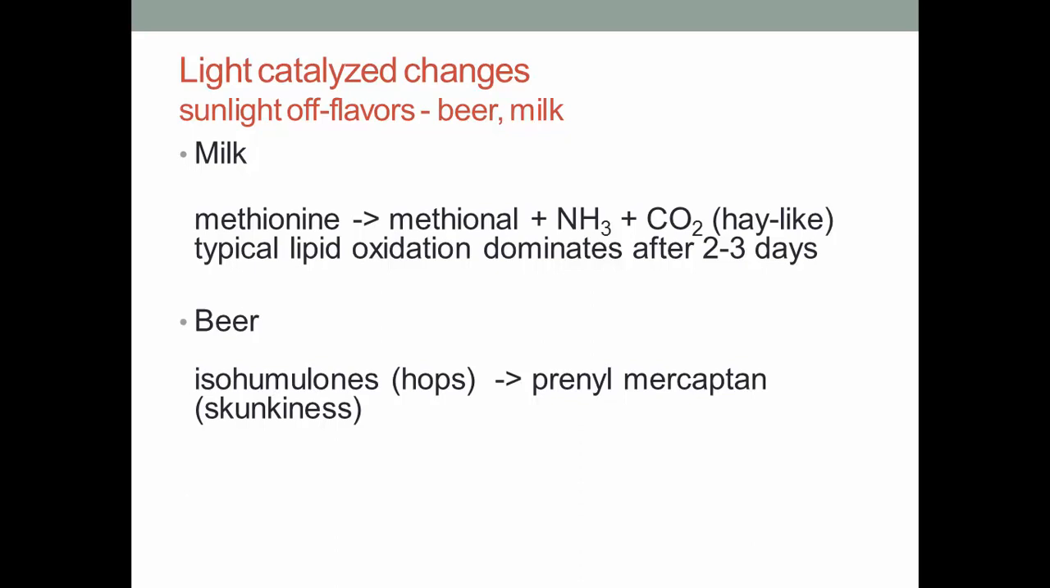What happens is the light actually breaks down one of our amino acids. And so you develop a character that you might call hay-like. There could be different descriptors for it, but it starts off as a dry hay, dry grass type character. Then a little bit more time goes by, and lipid oxidation dominates. It starts off with a hay-like note and then moves on to a very characteristic oxidized note. So those are light-activated reactions.